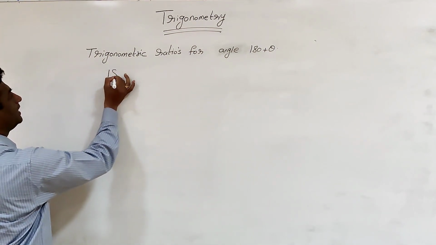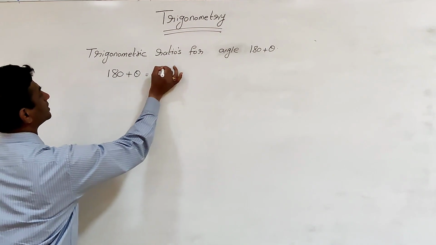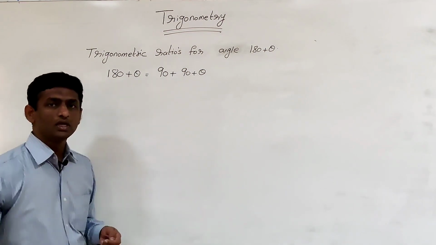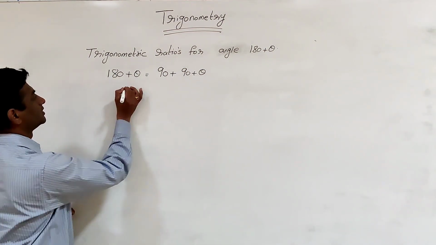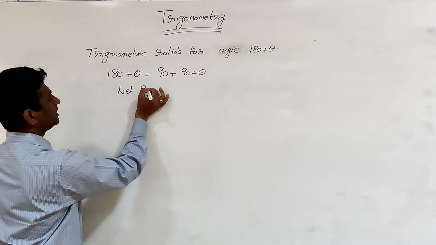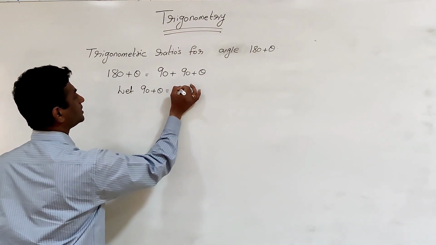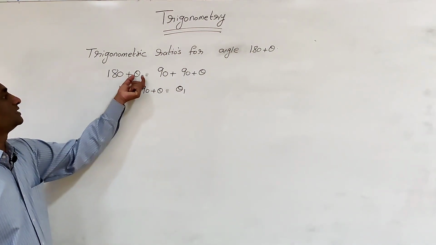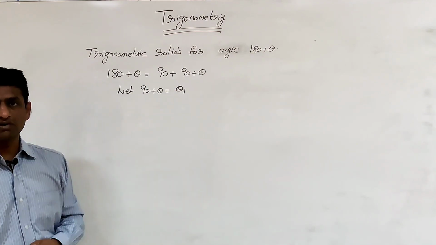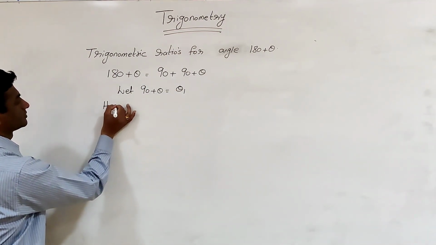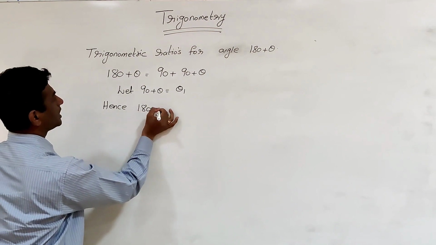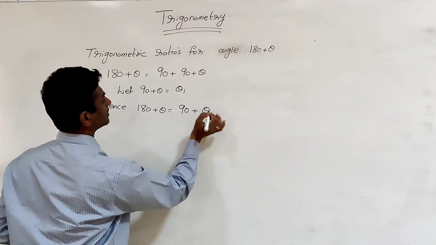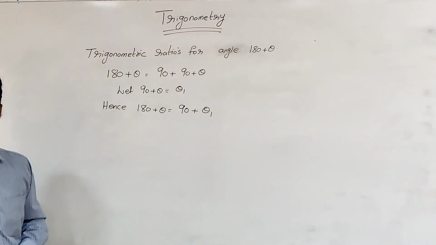So 180 plus theta can be written as 90 plus theta, meanwhile assume that 90 plus theta is theta 1. Now 180 plus theta can be written as 90 plus theta 1. Hence 180 plus theta is the same as 90 plus theta 1, where theta 1 is 90 plus theta.